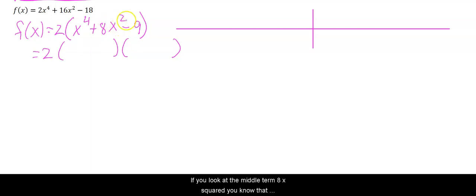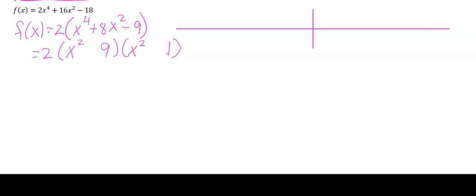If you look at the middle term, 8x squared, you know that you will have to split the x to the fourth up as x squared times x squared. That will give you back the x to the fourth. The question is, how do we split up the 9 so that we can get 8 in the middle? The last sign is a minus, telling us that the outside and inside will subtract. So I need two factors of 9 that subtract to give me 8. It has to be 9 and 1.